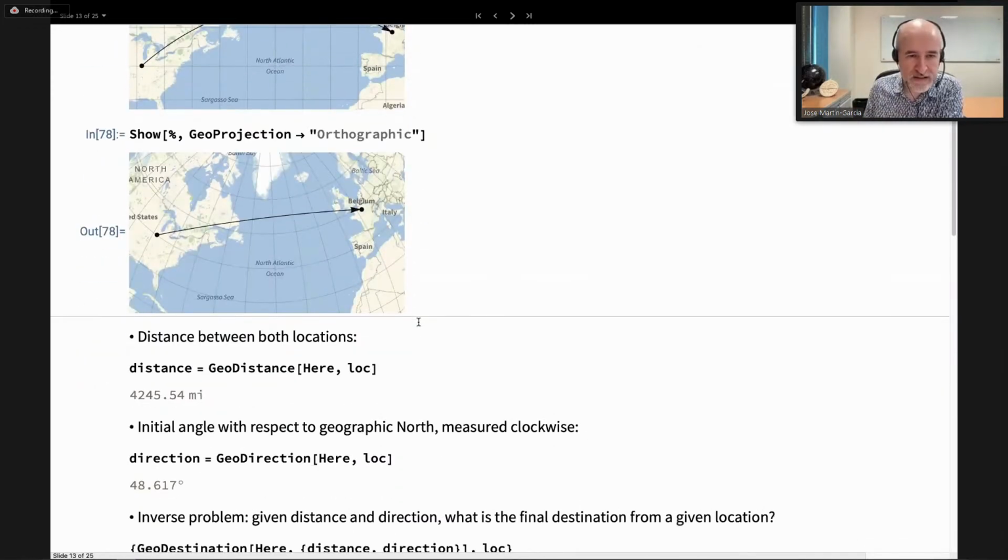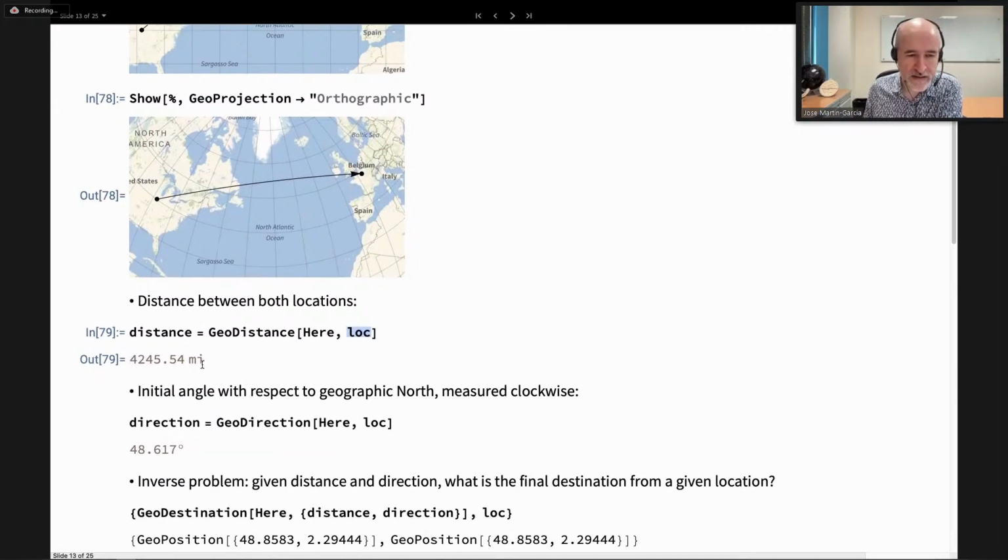So what's the distance between those two locations? That's computed by the function geodistance. You add here one location, the other location you want to go. And again, the result is in miles because we are in the United States, or I am in the United States. Now, that's the distance.